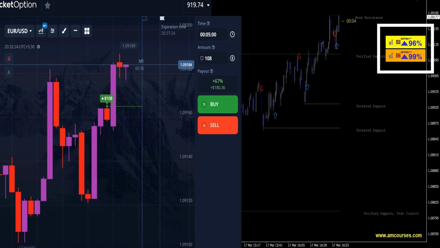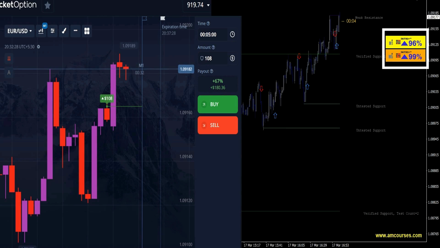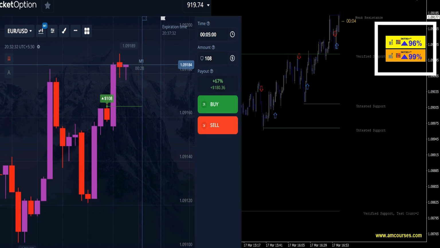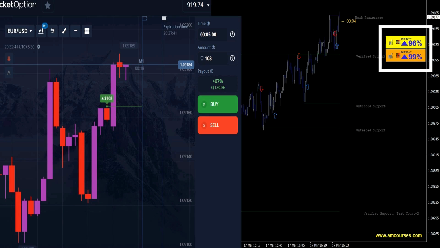For sell trades, the indicator must show sell signals on both 1-minute and 5-minute charts. Seller power should be 85% or above. The price should be at a resistance level before entering a trade.